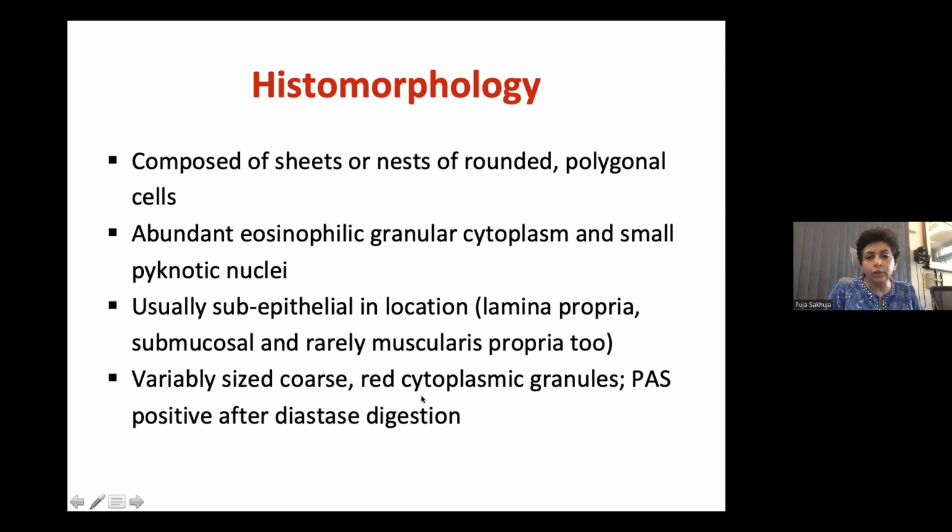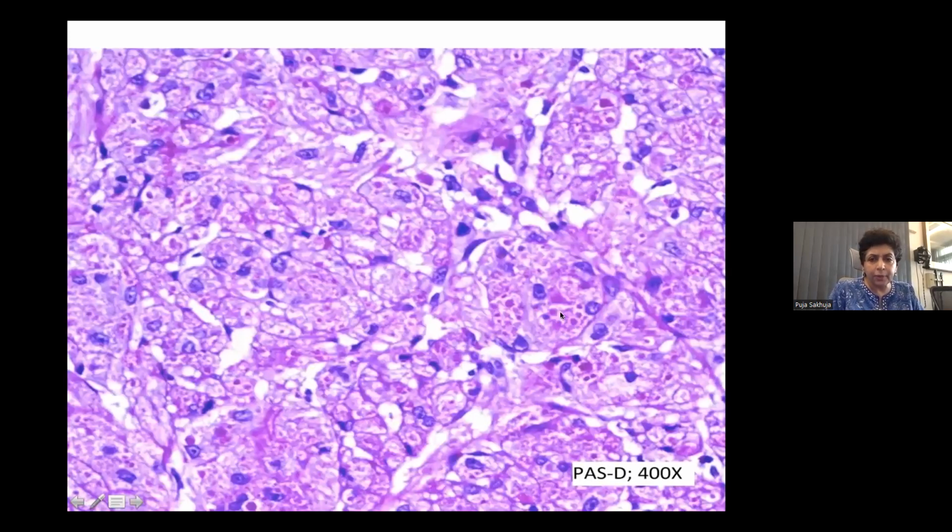And these granules are usually red when we do a PAS stain. So this is the typical morphology: large cells, polygonal cells, smaller nuclei. So the NC ratio is not high, and there is abundant granular eosinophilic cytoplasm.